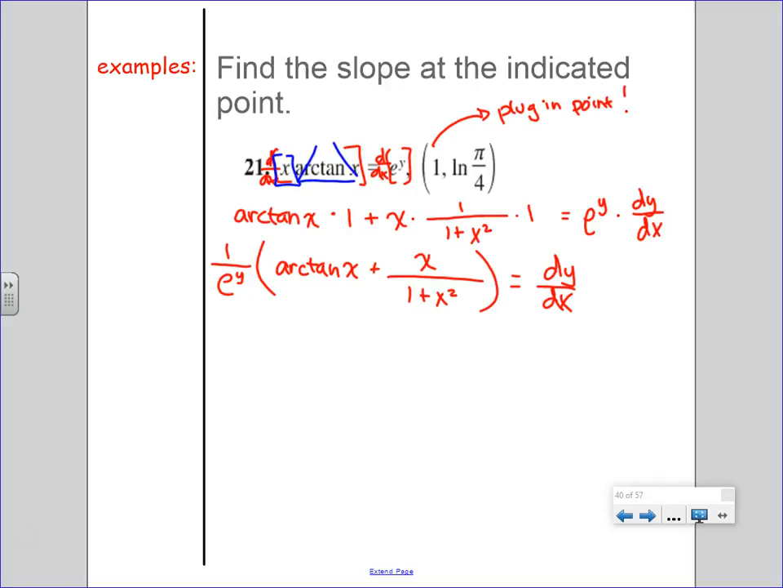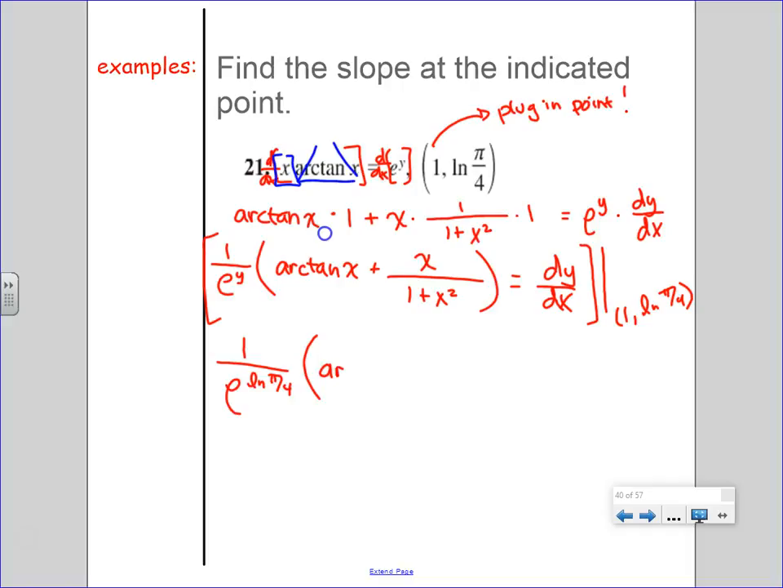Last step. Oh, we're not done? Plug it in, plug it in. So I can plug in the point for this entire thing, such that I have the point 1 and ln of pi over 4. Just showing you I'm about to plug in. So, 1 over e to the ln of pi over 4. Why? Because it's a y, so we plugged in the y.